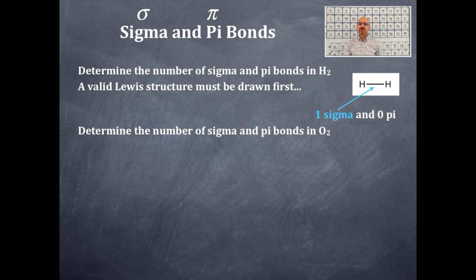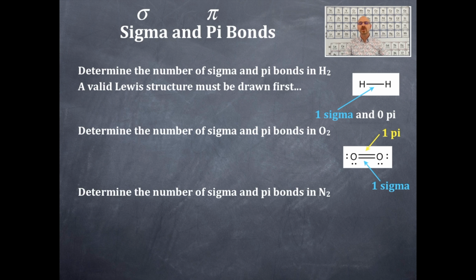Okay, now we're going to determine the number of sigma and pi bonds in oxygen. That's O2. Again, you need to draw a valid Lewis dot structure for O2, and there is a valid Lewis dot structure. Now this has a double bond in it. So how many sigma? 1. How many pi? 1. So that is a double bond, has 1 sigma and 1 pi.